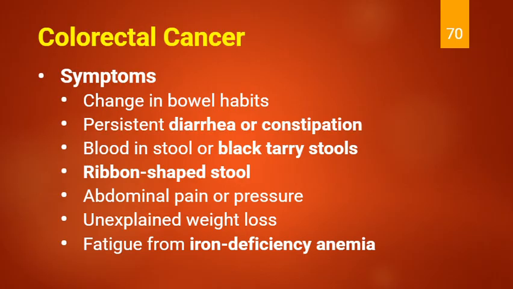Symptoms of colorectal cancer often develop gradually and may be subtle in early stages. Common symptoms include changes in bowel habits, such as persistent diarrhea or constipation. Patients may also notice blood in the stool or black tarry stools, which may indicate bleeding in the gastrointestinal tract. As tumors grow, stools may become narrow or ribbon-shaped due to narrowing of the bowel lumen. Other symptoms include abdominal pain, pressure in the lower abdomen, unexplained weight loss, and fatigue. Chronic bleeding from tumors may cause iron deficiency anemia, leading to weakness and tiredness.